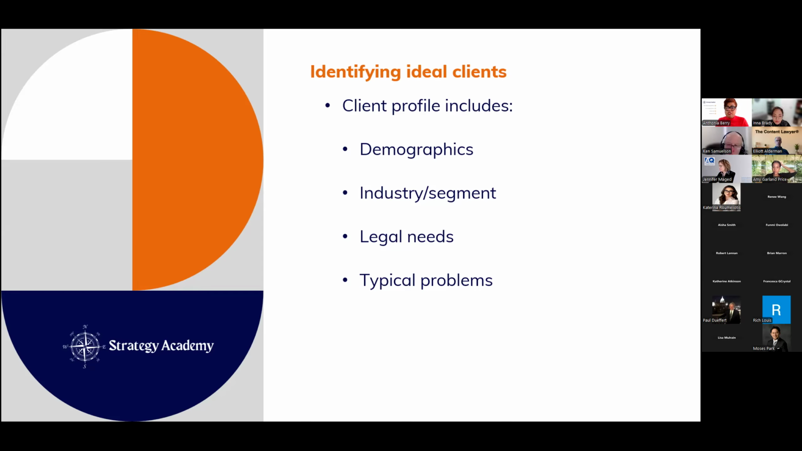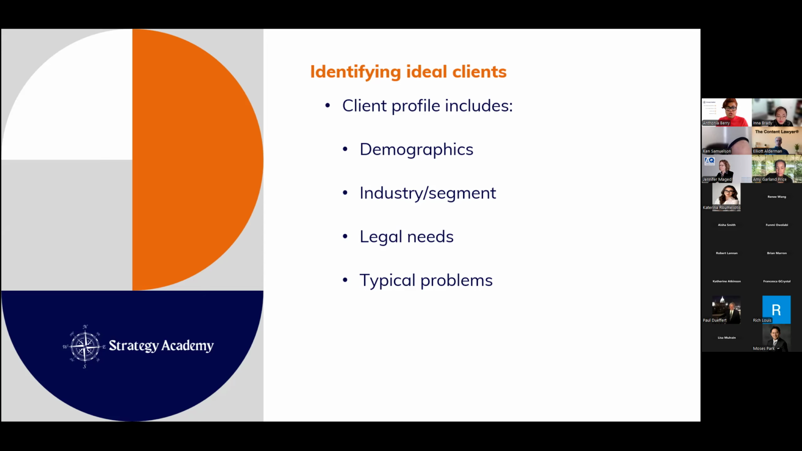You need to also consider their legal needs. What solution is it that you're trying to bring to them? What problem are you solving? That's going to be what their legal needs are. And those two things need to match up in order for them to be deemed your ideal client. Lastly, you're going to need to know what their typical problems are.